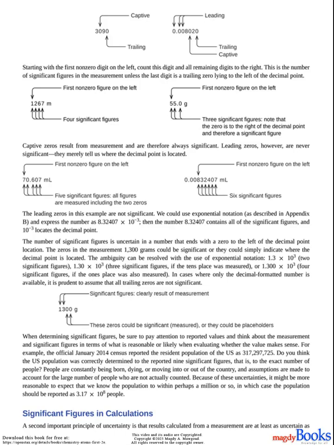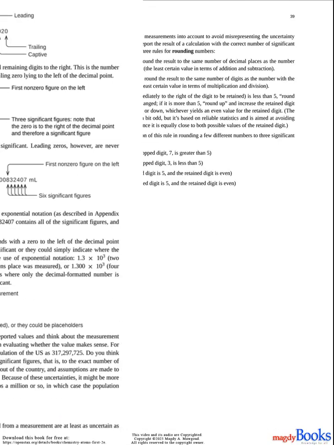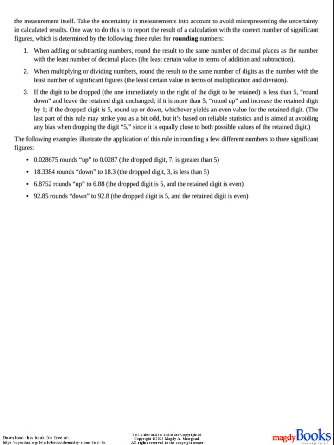1.5.2. Significant figures in calculations. A second important principle of uncertainty is that results calculated from a measurement are at least as uncertain as the measurement itself. Take the uncertainty in measurements into account to avoid misrepresenting the uncertainty in calculated results. One way to do this is to report the result of a calculation with the correct number of significant figures, which is determined by the following 3 rules for rounding numbers.